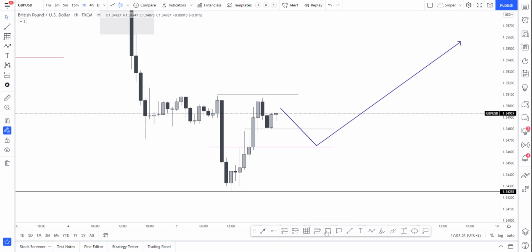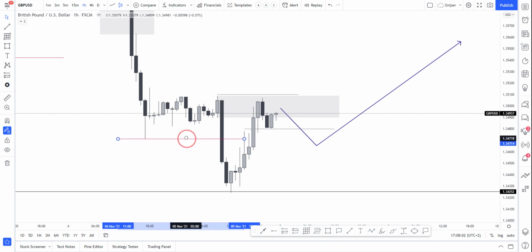So you can see that we are still in this zone. We're still respecting this order block. Why is that an order block? Well, we have a full body candle and we broke structure towards the downside. So we're currently still bearish.